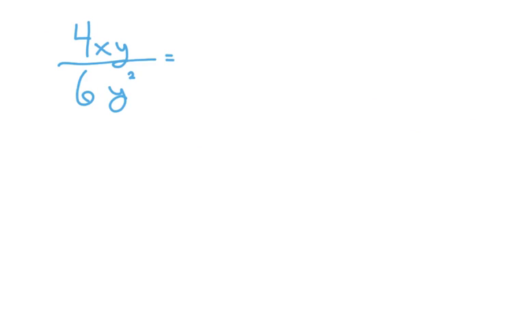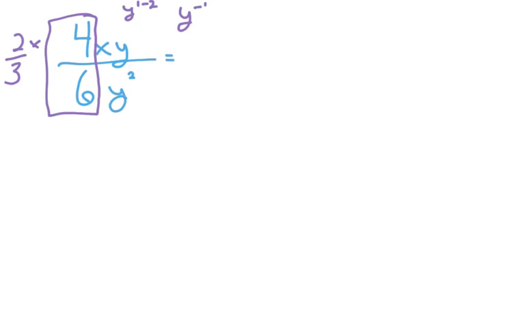So here we have an example. Now, if you remember your exponent rules, you could just go ahead and simplify your 4 and your 6 to 2/3. Your x would stay there, and you would have y to the 1 minus 2. So you would have y to the -1, which means you would have 1y on the bottom. Now, I'm going to show you a different way of simplifying this because this is going to come in handy when we simplify harder ones.